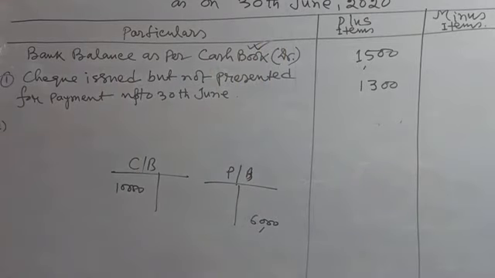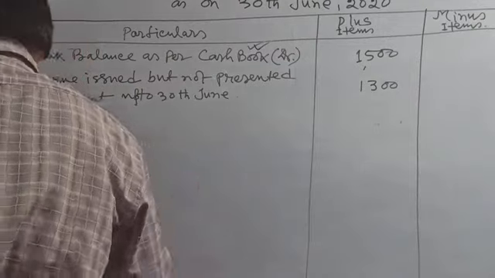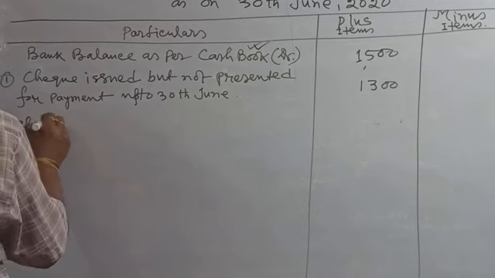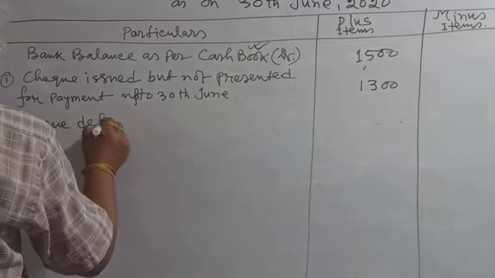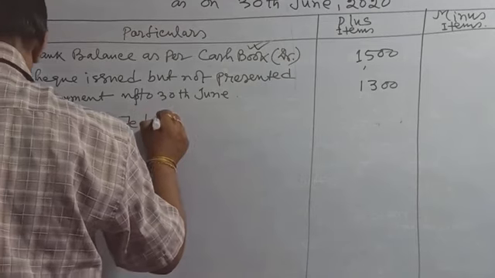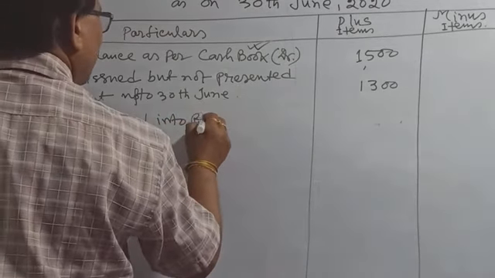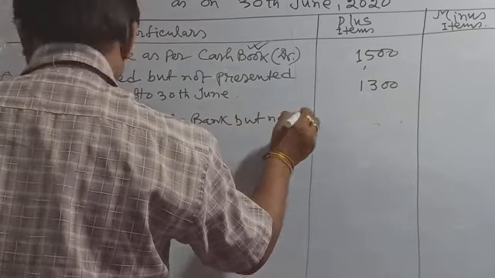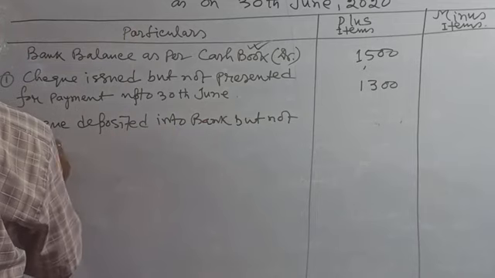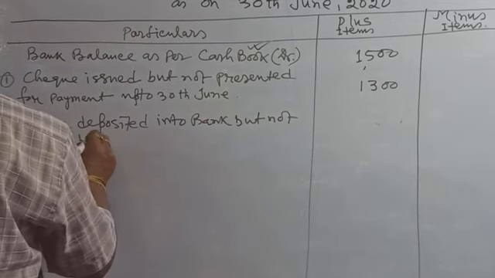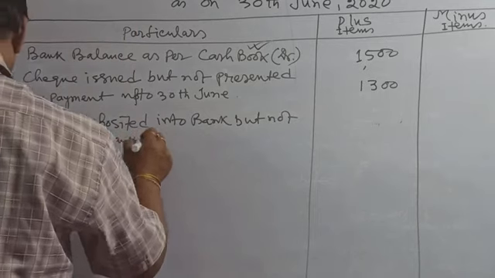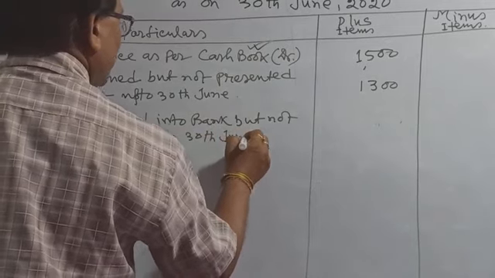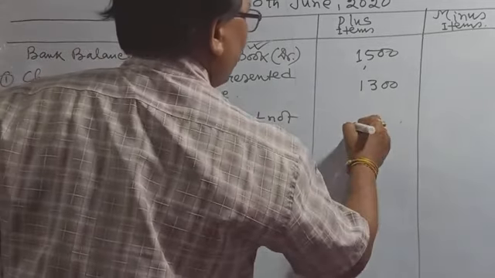book. Now you write the answer, point number 2: check deposited into bank, but not credited by bank up to 30th June 2020. The amount 4,000. This is the minus.